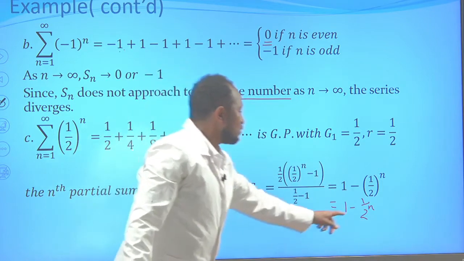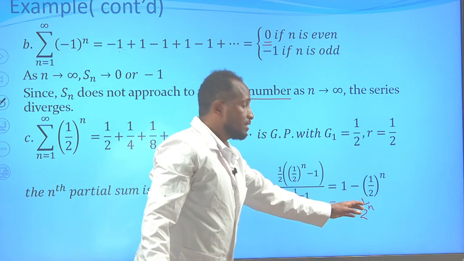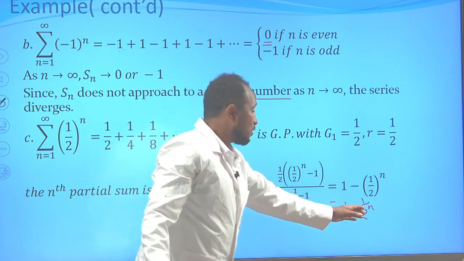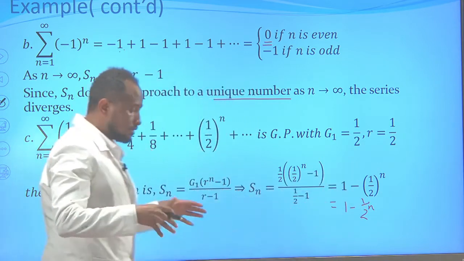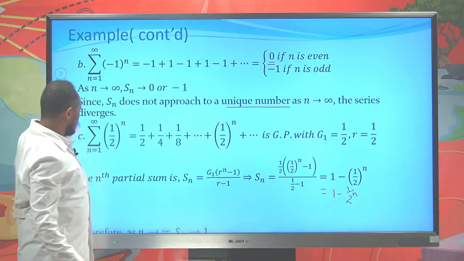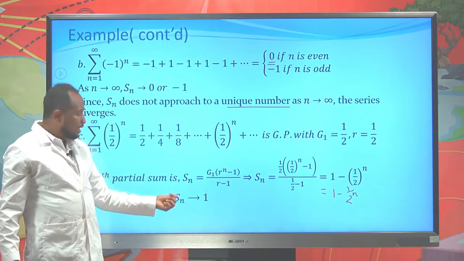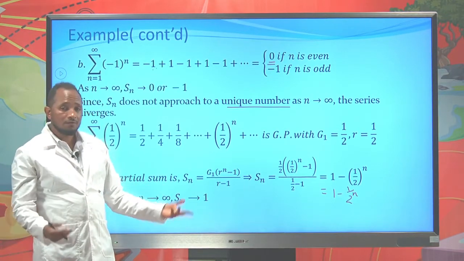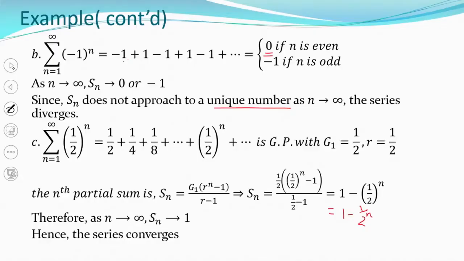So when n goes to infinity, 2 to the power of n becomes infinity. 1 divided by a very big number goes to 0. So 1 minus 0 is 1. So this sequence converges to 1 as n goes to infinity, Sn goes to 1. Therefore, since it converges to a unique number, hence the series converges.